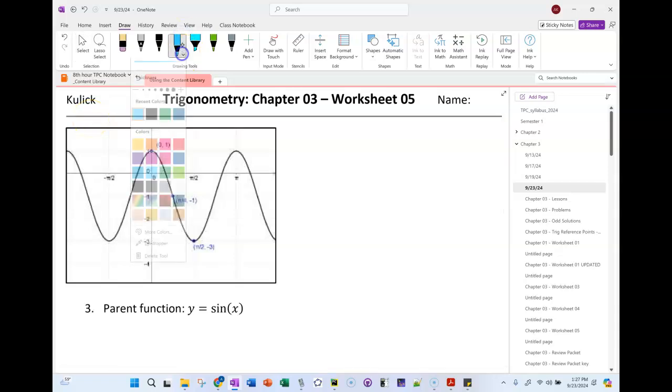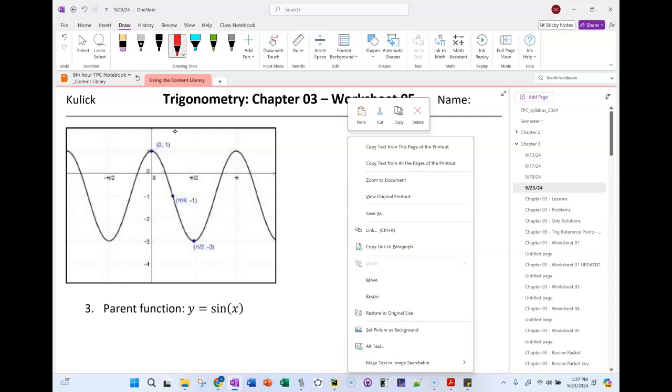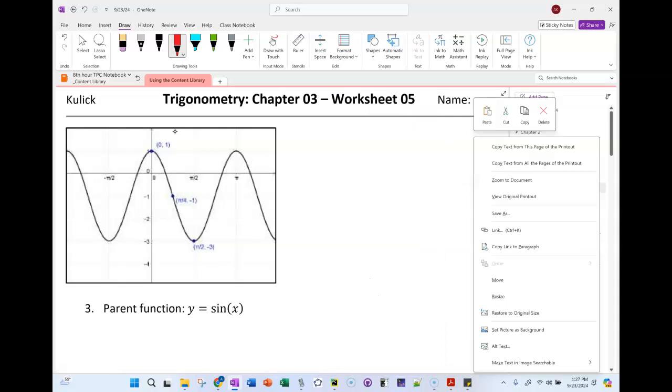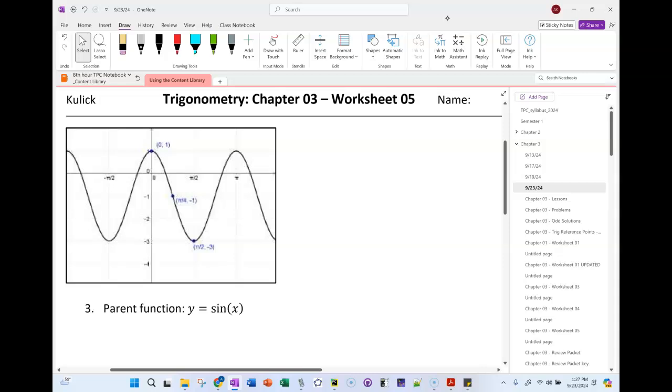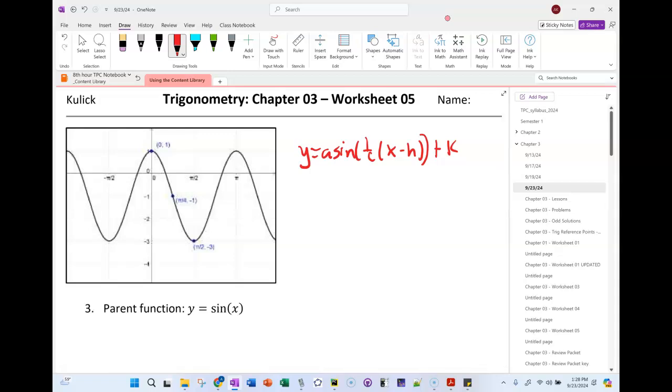So, first thing we're going to do, we have our graph. It asks us to write an equation from this. It says we want a sine equation, so that general form is this, right? So to find those A, C, H's, and K's, we're going to start with those key features.